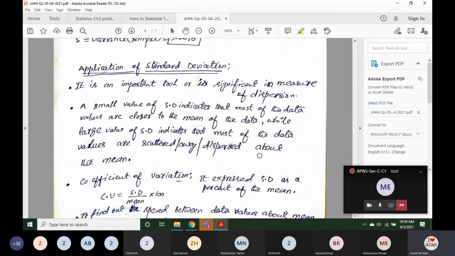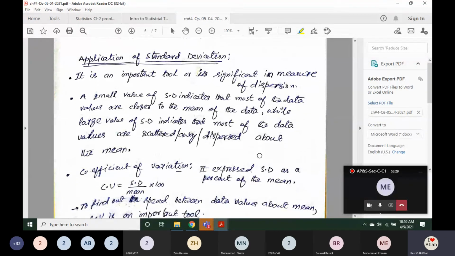Another application of the standard deviation is the coefficient of variation. It expresses standard deviation as a percent of the mean. So basically its formula is standard deviation divided by mean multiplied by 100. Coefficient of variation is useful to compare two or more data sets.